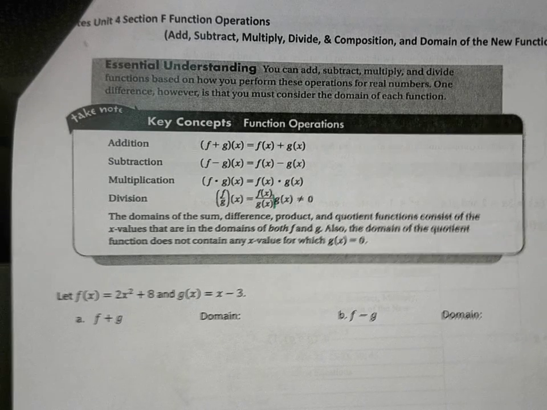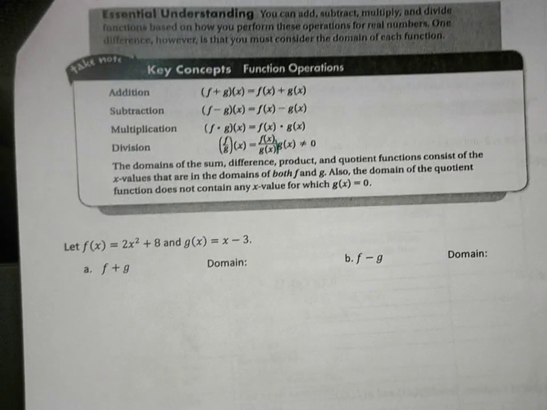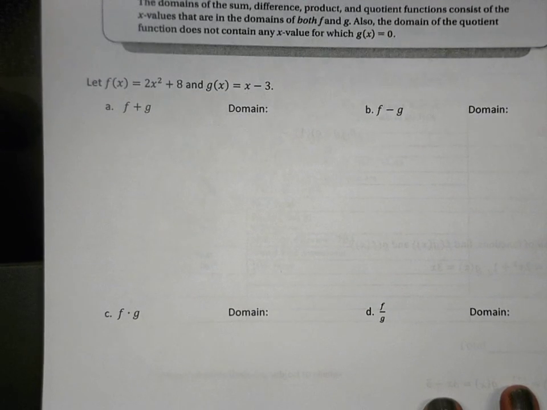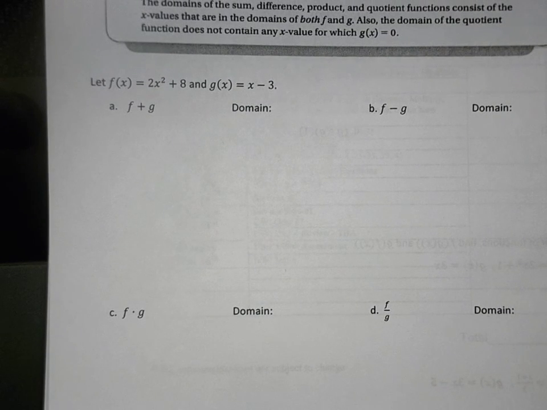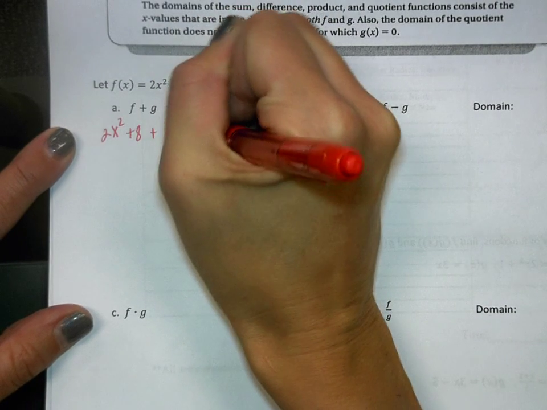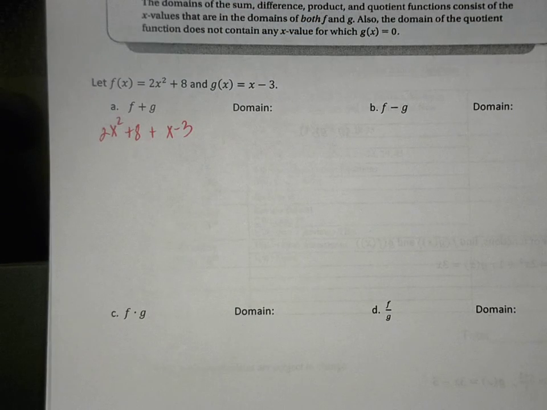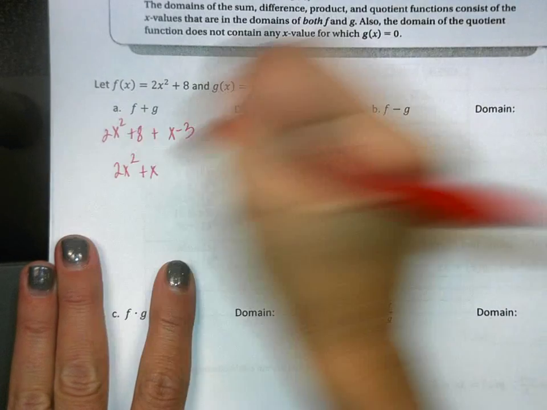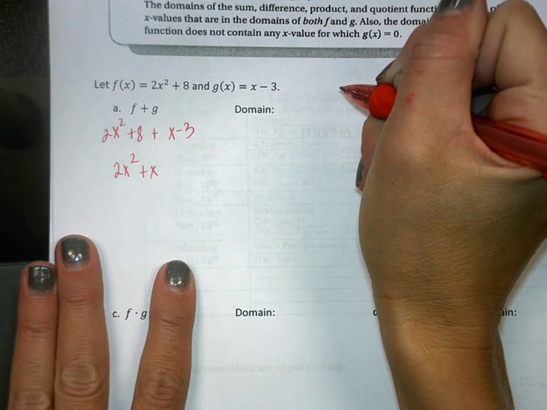All right, so we can come back to this and look at it if we need to, but those are the rules. So starting here, where it says let f of x equal 2x squared plus 8 and g of x equal x minus 3, it says f plus g. So all we're going to do is add those two terms together. So if we write out f of x is 2x squared plus 8, plus x minus 3, we are just going to combine like terms. And so we have 2x squared plus x, and then 8 and negative 3 makes 5.